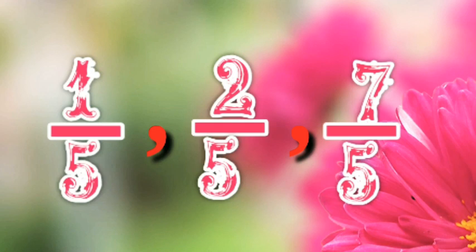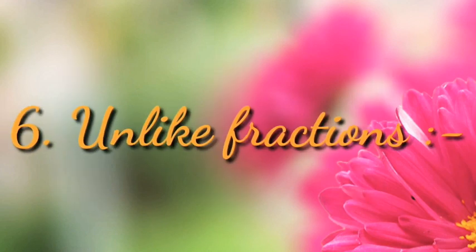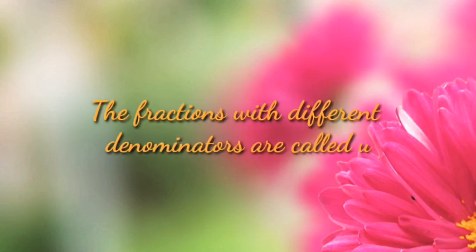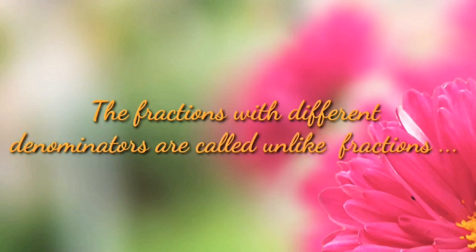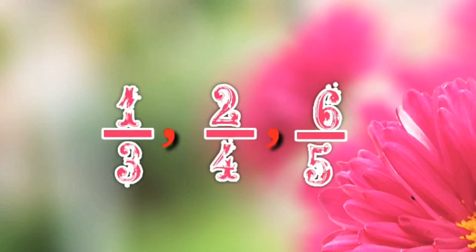So next type, that is unlike fractions. Unlike fractions, the fractions with different denominators are called unlike fractions. That is opposite of like. For example, 1 by 3, 2 by 4 and 6 by 5. In all these examples, denominators are different. So these are unlike fractions.